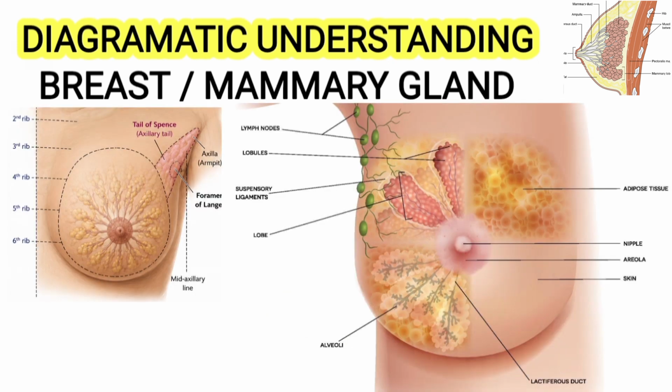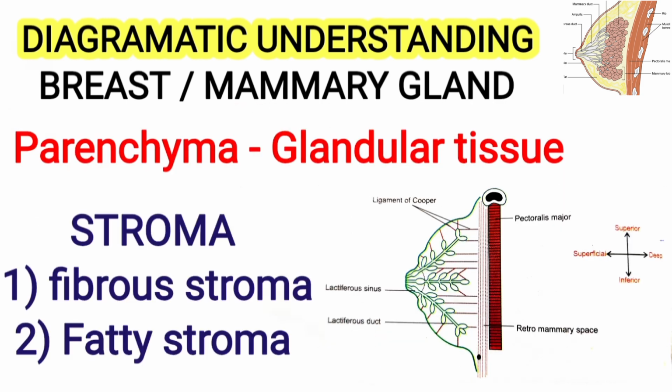So, simple diagrammatic understanding. Breast means mammary gland. The mammary gland consists of parenchyma and stroma. Parenchyma is nothing but a glandular tissue, and stroma is divided into two, fibrous and fatty tissue. We have already seen.